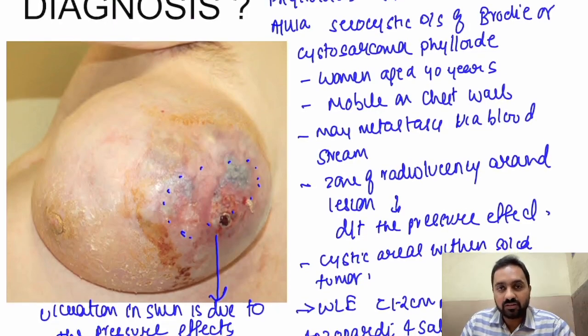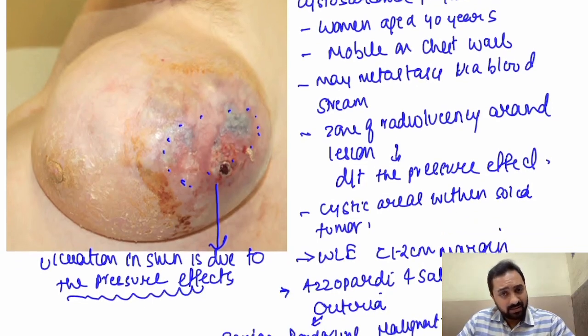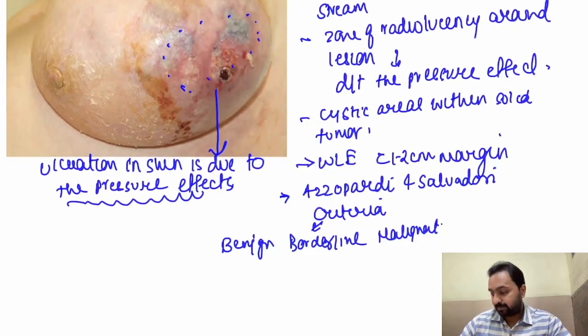So let's take a look at the phyllodes again. This image is of phyllodes tumor. The skin ulceration is mainly due to the pressure effect, also known as the serocystic disease of Brodie, usually present in women aged 40 years. In the imaging you have an important feature which is a zone of radiolucency around the lesion, which is basically due to the pressure effect, and you would find cystic areas within the solid tumor. The treatment would include wide local excision with a margin of around 1 to 2 centimeter, and a criteria which I would like you all to remember is the Azzopardi and Salvadori criteria.